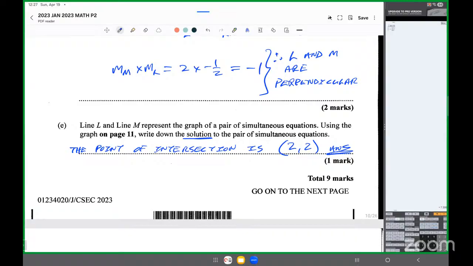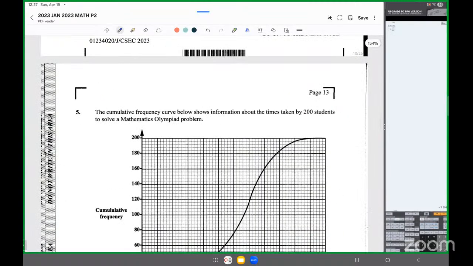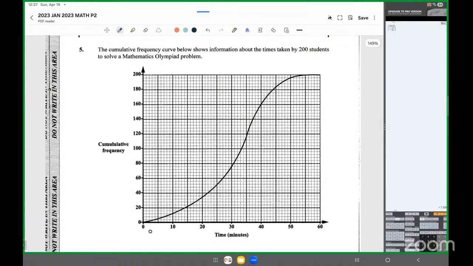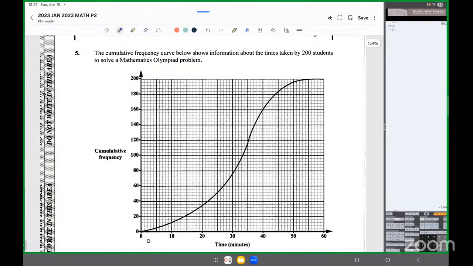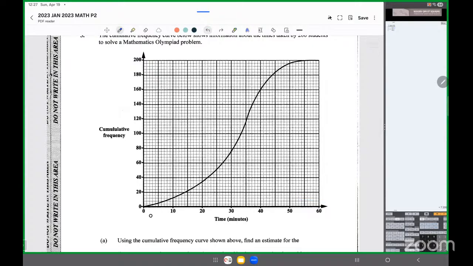All right. Next question is a statistics question, number 5. It says the cumulative frequency curve below shows information about the times taken by 200 students to solve a math Olympiad problem. So these are the students. The ones who took the shortest time are down here. The ones who took the longest time are up here. And these are the times that they took, less than or equal to.